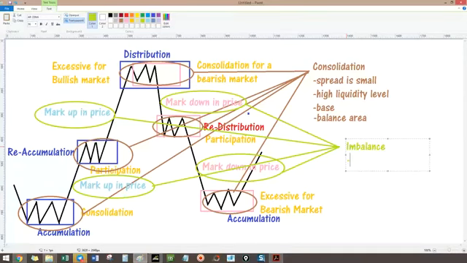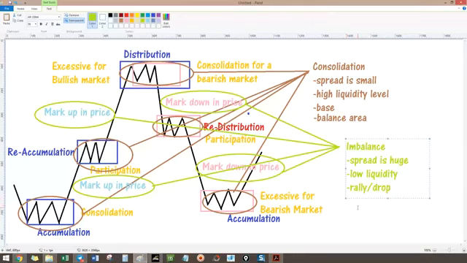Imbalance. So over here the spread is huge, low liquidity, it is unbalanced, imbalance. Okay, I already said that, right? It's a rally or a drop.